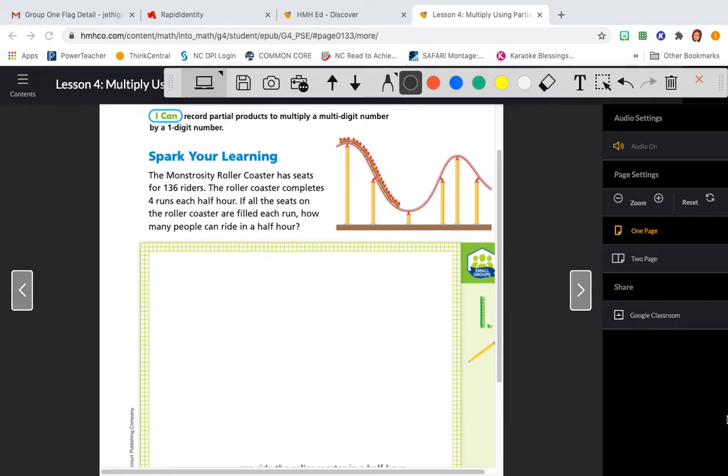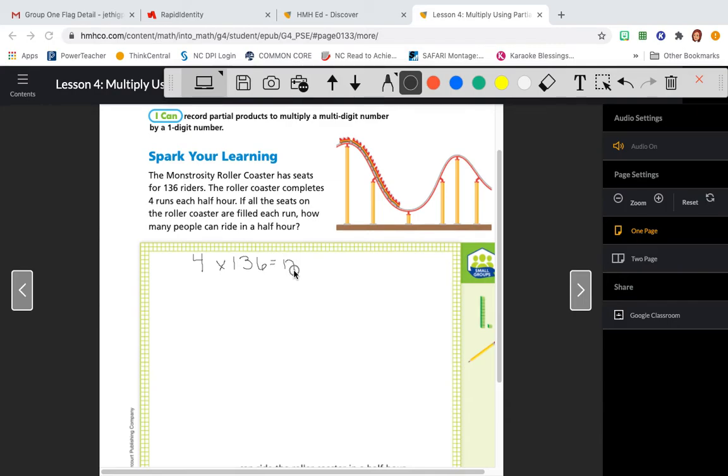So first let's think about our equation. What we're needing to find out. There are 4 runs each half hour, and there are seats for 136 riders. So this is our equation. Now there's several things that we can do here. We can build an area model.